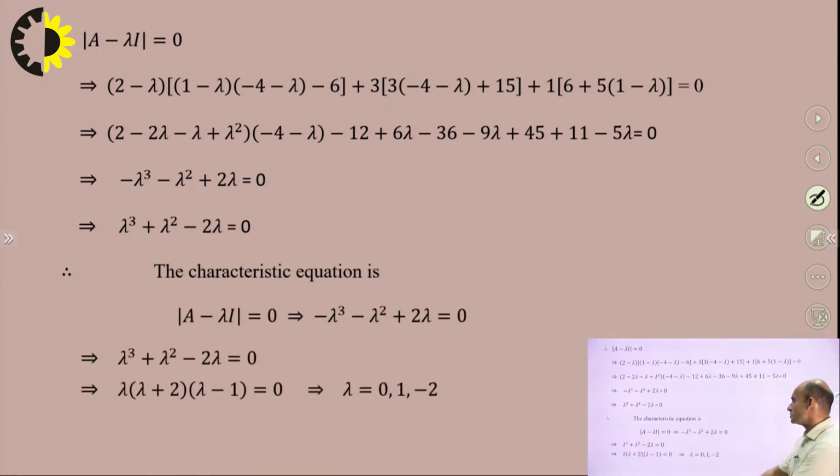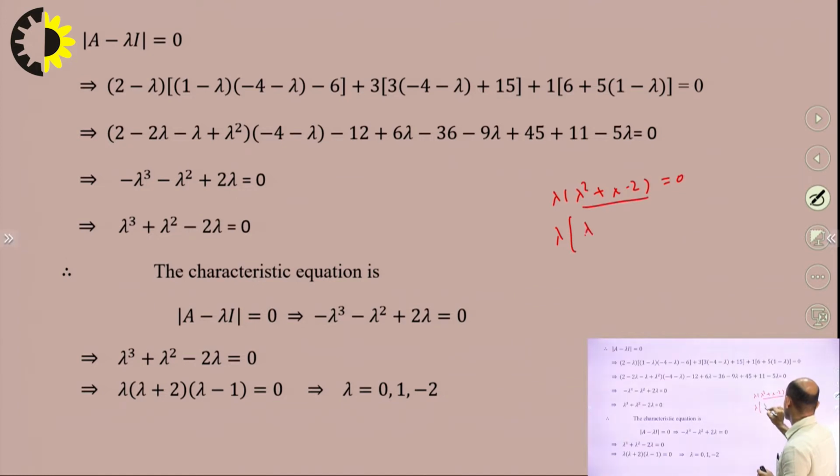And after solving this cubic, we get three characteristic values or eigenvalues, or eigen roots or characteristic roots, and these are 0, 1 and minus 2. So we can directly solve this one. This is a cubic actually, and we can write it like this: lambda into lambda square plus lambda minus 2 equals 0. So we can make factors of this one.